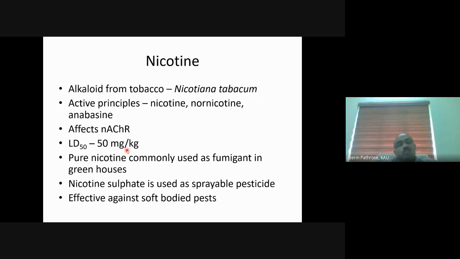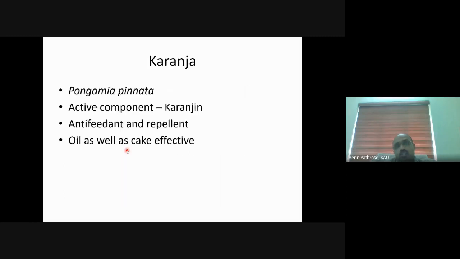That's why it is recommended for the management of aphids, especially in cowpea and others. So nicotine, other than nicotine, we have nornicotine and anabasine acting on the nicotinic acetylcholine receptor, with high toxicity to mammals. It is used as a fumigant, and nicotine sulfate is sprayed on crops for management of soft-bodied insects.